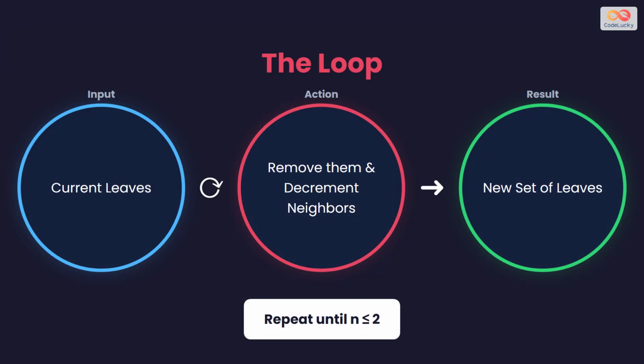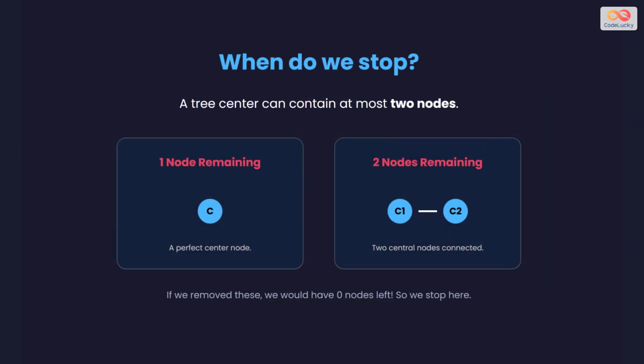We repeat this process in a loop. We take the current set of leaves, remove them, update the neighbor's degrees, and identify the new set of leaves. We are peeling the onion layer by layer. We stop when we have 2 or fewer nodes remaining. A tree can have at most 2 centers. If we were to remove these last 1 or 2 nodes, we would have nothing left. These survivors are our answer.